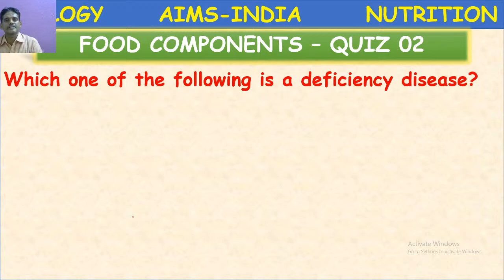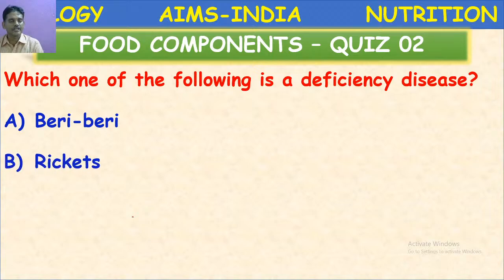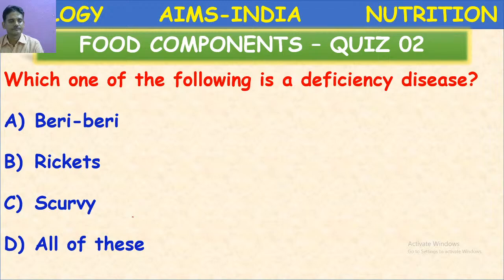Which one of the following is a deficiency disease? Beriberi, rickets, scurvy, all of these. What is the meaning of deficiency? Deficiency means whenever that particular nutrient is not taken when compared to normal requirement, then it will lead to deficiency. Or when a balanced diet is disturbed, it will lead to deficiency. Okay. So which of the following is a deficiency disease? Come on, children.